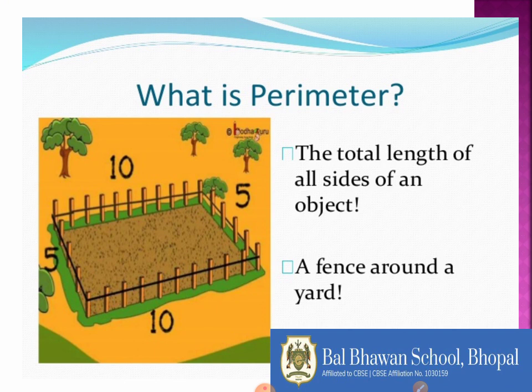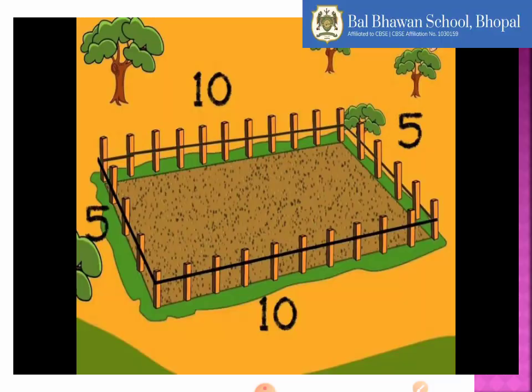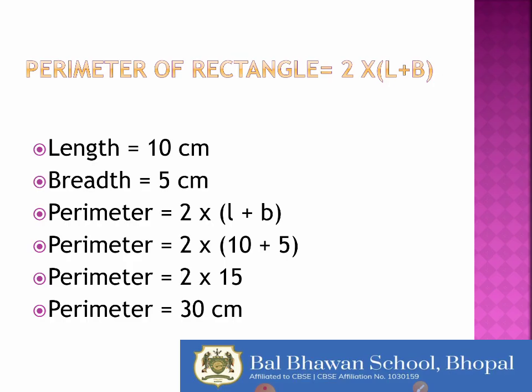In this example, you can see a rectangular fence. This is the fence around a yard. So let us try to find out its perimeter. You can see the shape of the yard is a rectangle, and to find out its perimeter, we have to find out the total length of the fence. Since it is a rectangle, it has two equal lengths and two equal breadths. The length is 10 cm and breadth is 5 cm. Let us try to calculate its perimeter.